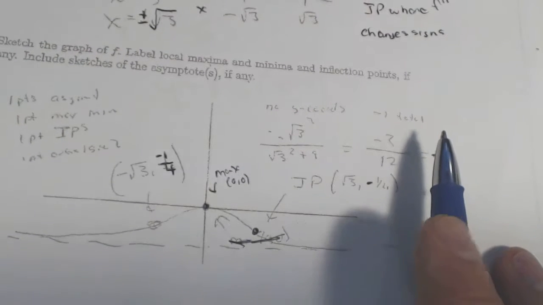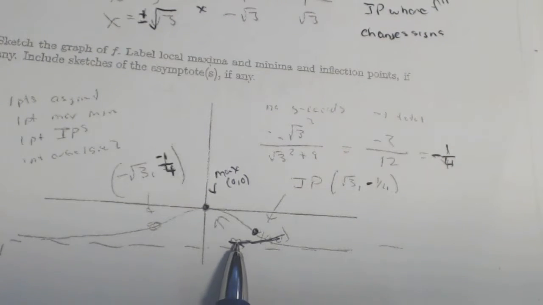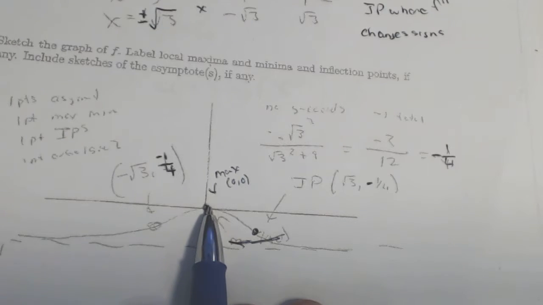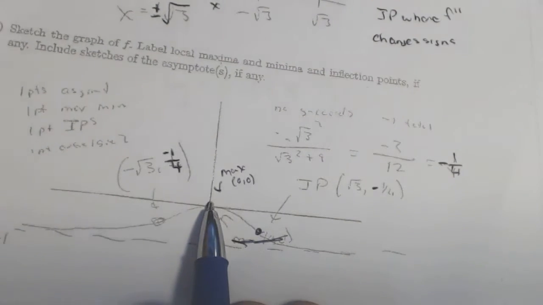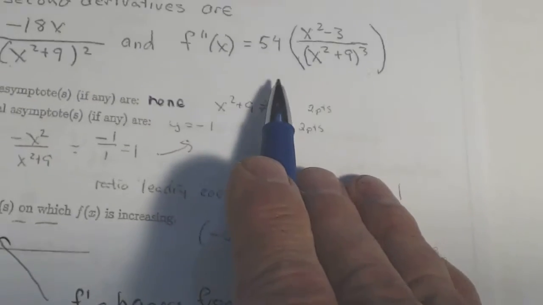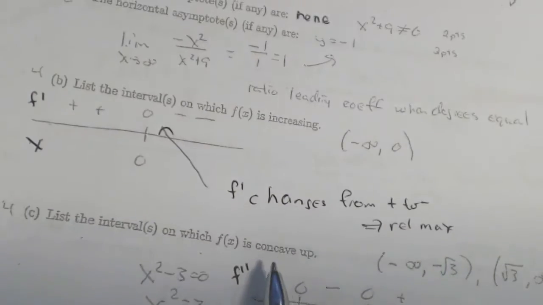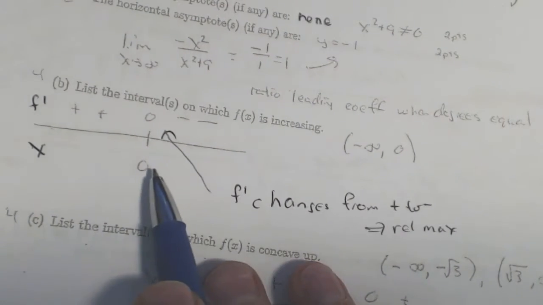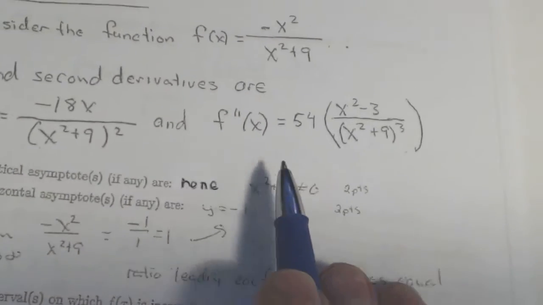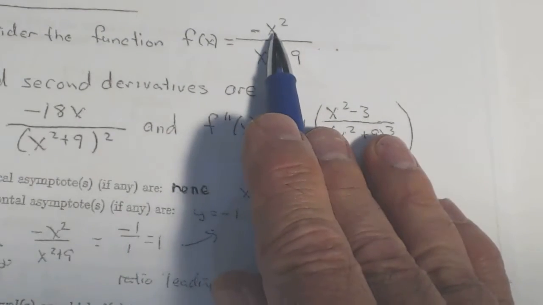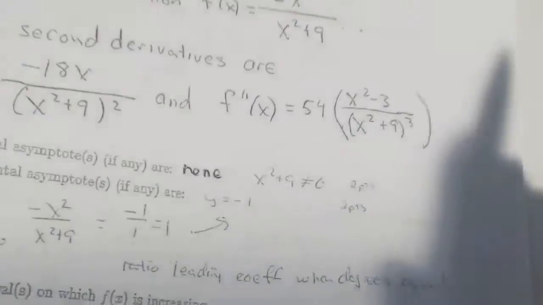Now, on my original version, I had an arrow pointing up here that said min 0, 0, which is clearly wrong. It's a max 0, 0. Why did I know it was 0, 0? Because I plugged the 0 from my analysis of the first derivative. That's where our max is. I plugged that in up here, and I got 0 over 9, which is 0.